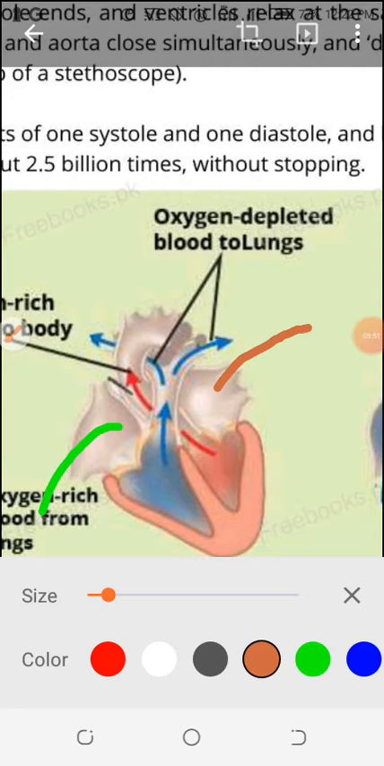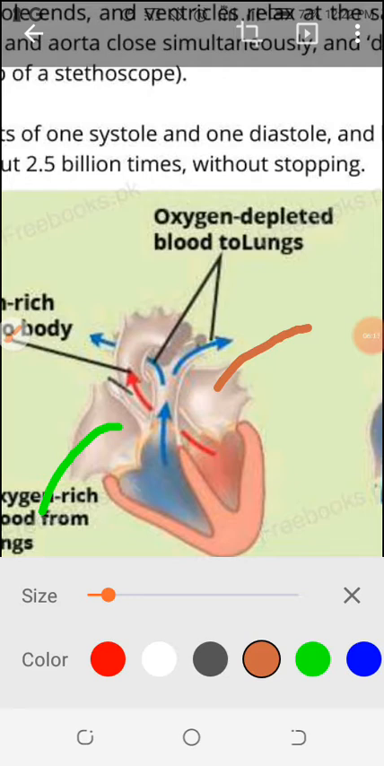You are listening to the heartbeat sound from the heart, a lub dub sound. I will explain the lub dub sound after some time. This sound is basically due to the contraction of the atria and the contraction of the ventricles.